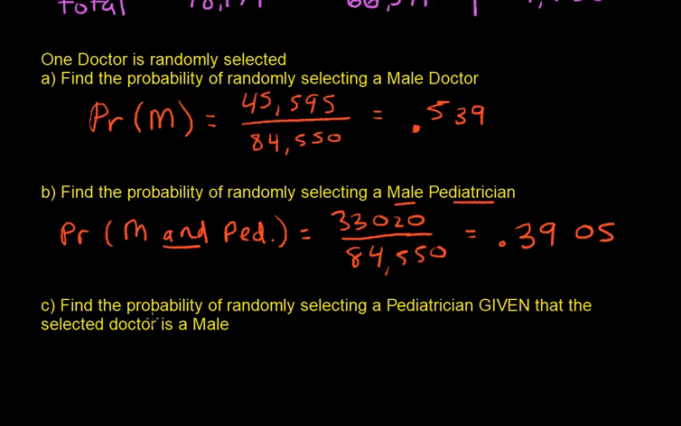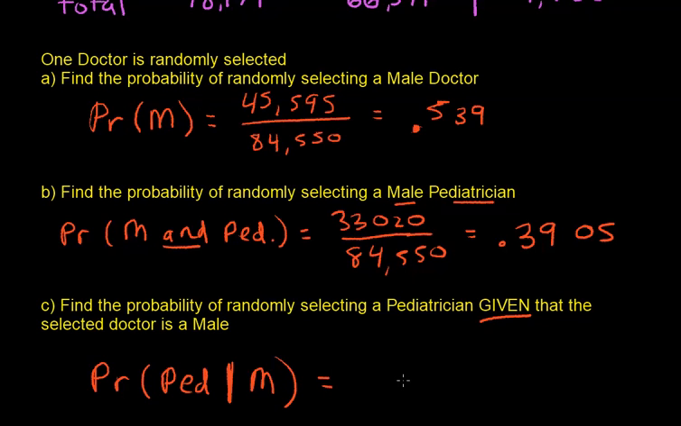Okay. All right. Lastly, let's calculate the probability of selecting a pediatrician given that the doctor is a male. Okay, so the way we would write this is we would say pediatrician, and then we use this bar. This bar means given, male. So you'd read this as the probability of being a pediatrician given that the doctor is a male. All right, so how are we going to do that?